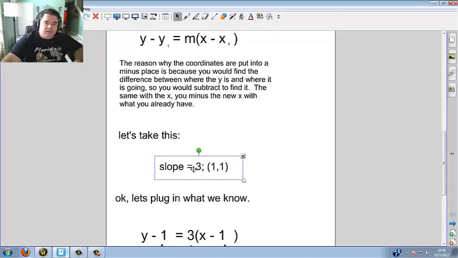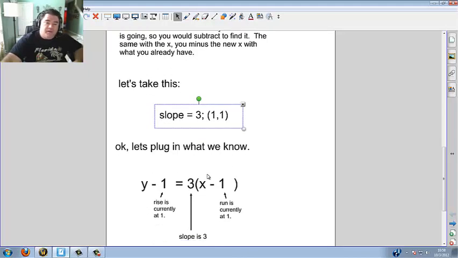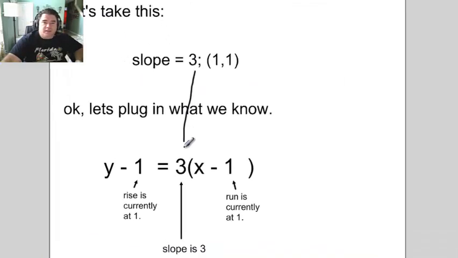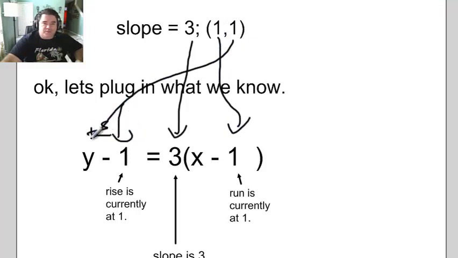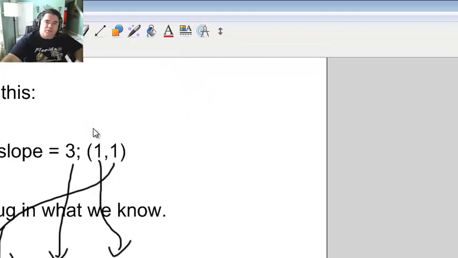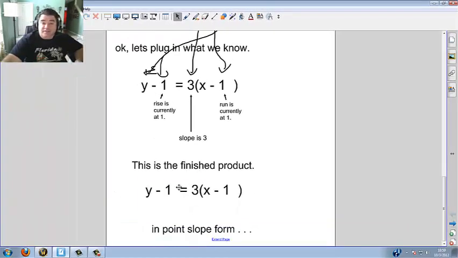So let's take a look. Say you have a slope of 3 and you're at point 1, 1 or 1 comma 1, excuse me. So let's just plug it in. We had y minus y1 equals m times x minus x1, but we're going to plug in the slope of 3 in the m column, the 1 in the x column, because it's x, and this is y. Excuse me, whoops. And that one right there. So I'm going to have y minus 1 now equals 3 times x minus 1. And the most interesting thing is this is the finished product. That's all you need to do.